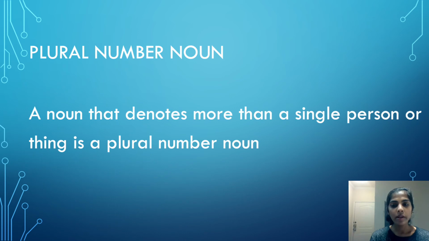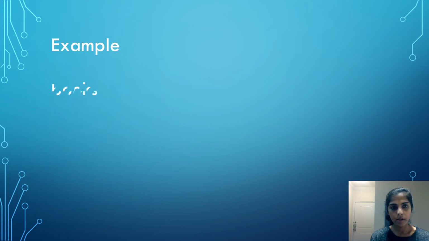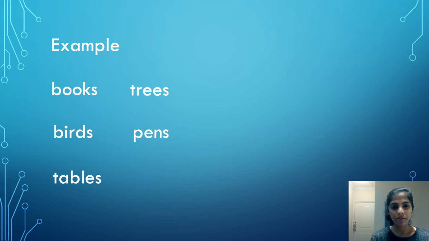A plural number noun is a noun that denotes more than a single person or a thing. Examples: books, trees, birds, pens, tables, vessels.